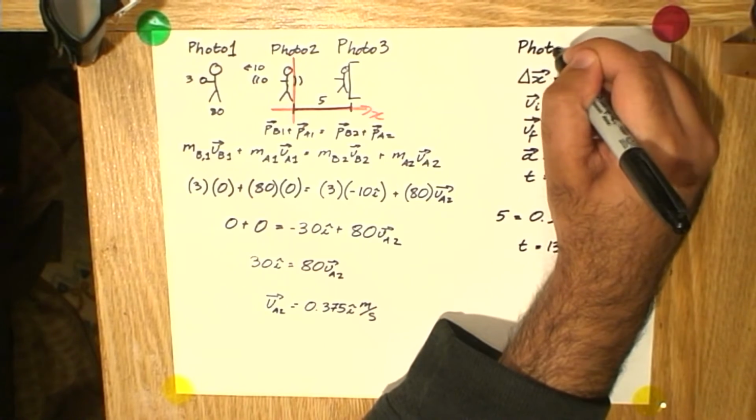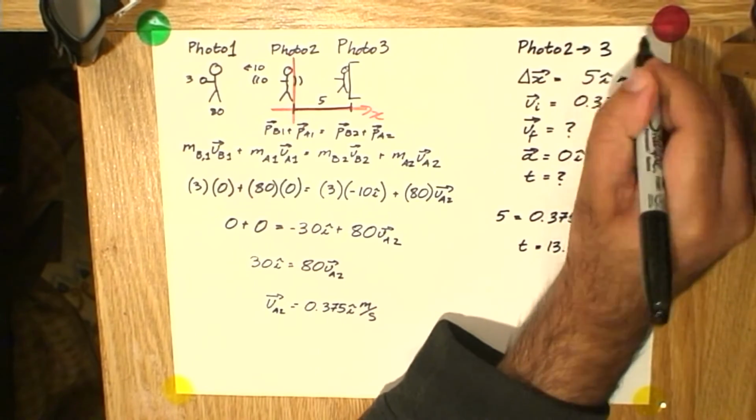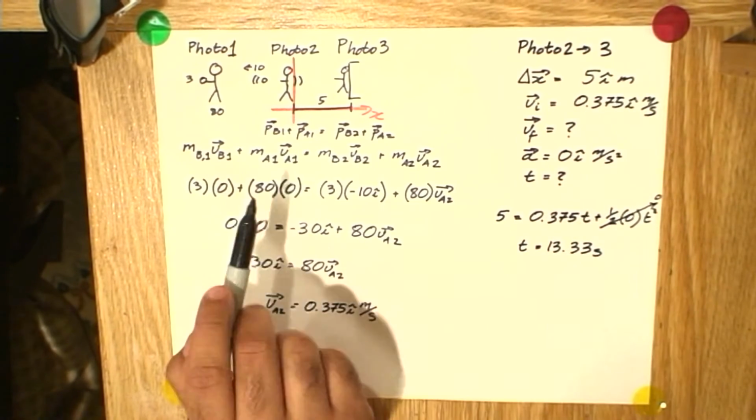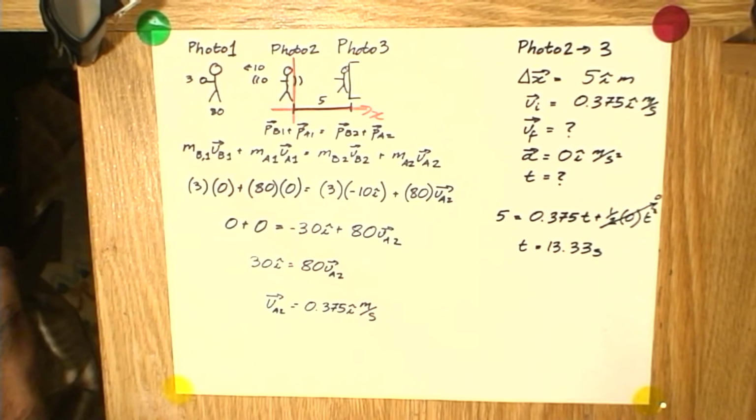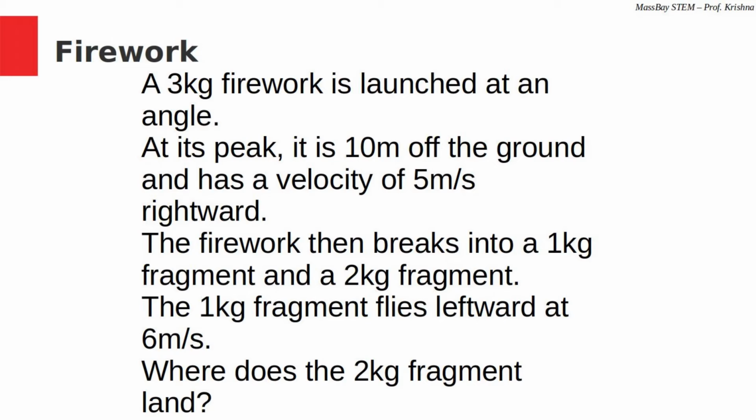This kinematic section was done specifically from photo 2 to photo 3, and conservation of momentum was done specifically between photo 1 and photo 2. We can combine momentum with two-dimensional kinematics as well. A typical example is a firework that explodes in mid-flight.